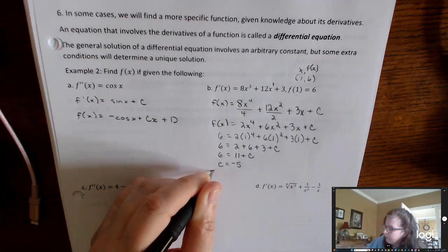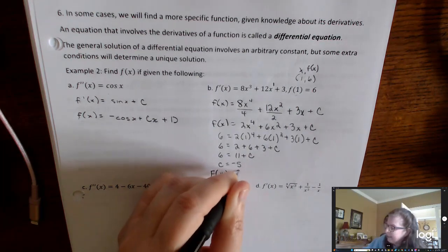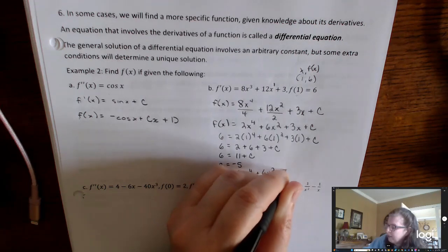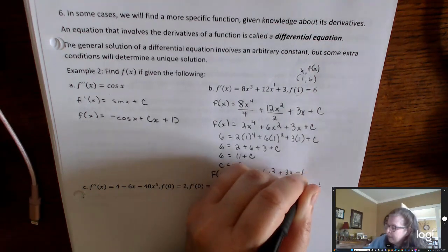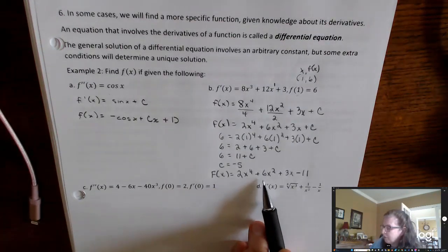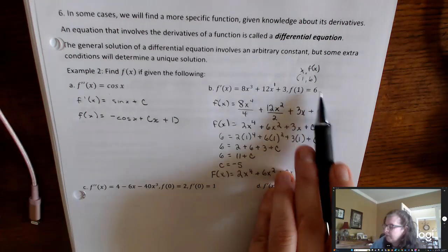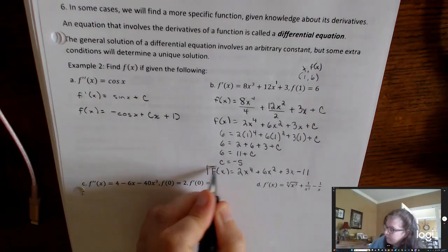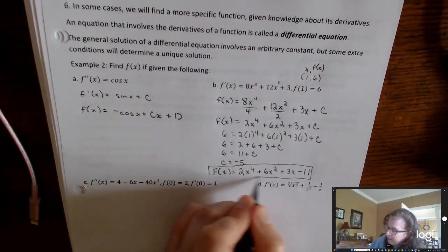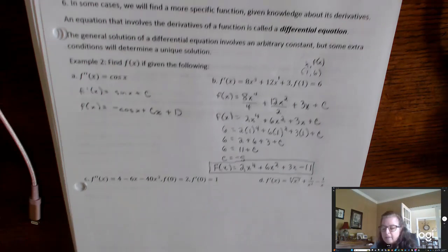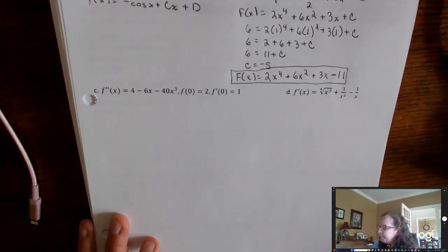So we now know exactly the function. We don't know just the family of functions. We know that this exact function is 2x to the 4th plus 6x squared plus 3x minus 11 because it goes through that specific point. So that's how you find the exact function if you're given a point. It's called a fixed value. All right, let's try another one.